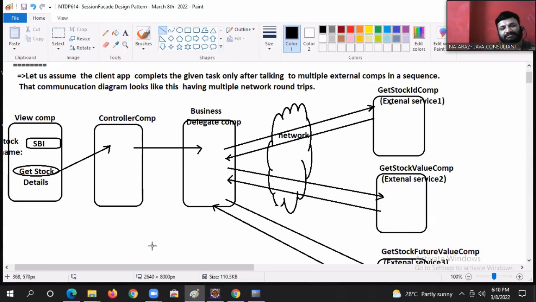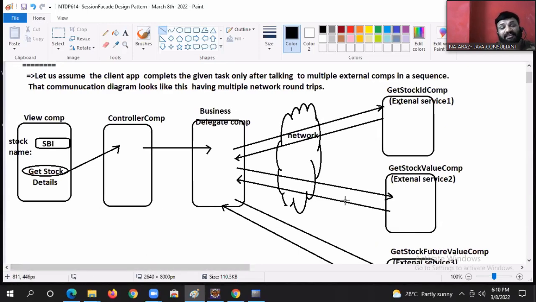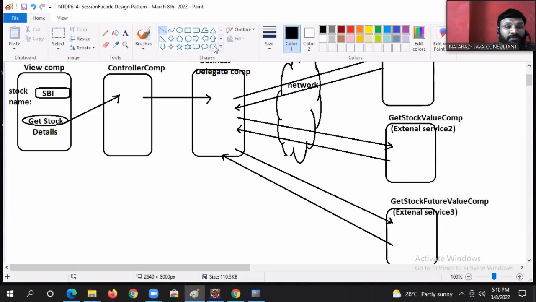But listen, guys, how many round trips are there here? Are you noticing there are many round trips involved? Total, 3 round trips are involved, right?